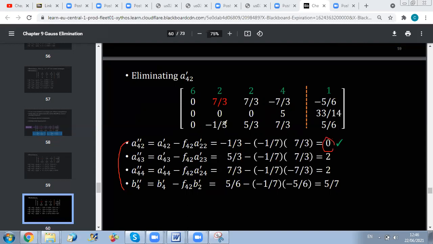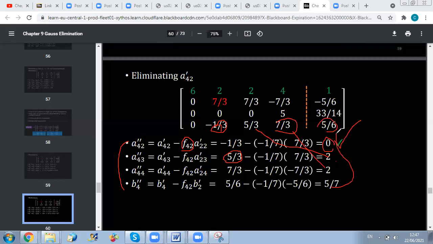And as I told you, this step is just for verification. أكيد حتطلع 0 لأنه نحن used F42 anyway to give us 0 here. Now ال value اللي كانت 5 over 3 حتصير الابديتد one هي 2. I will put 2 here. A second 4,4 اللي كانت 7 over 3 حتصير 2. وال 5 over 6 حتصير B second 4 حتصير 5 over 7.